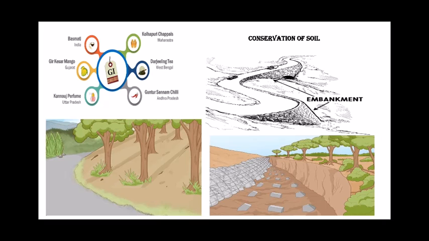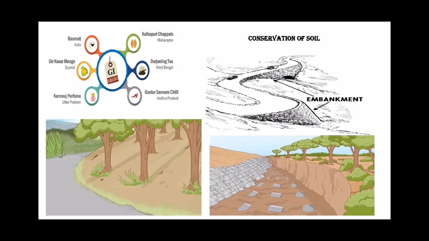For example, Hapus mango of Sindhudurga. That means the soil available in Sindhudurga is specially suitable for the Hapus mango. Custard apple from Bid district and oranges from Nagpur district. That is why these types of soils are given the geographic indication, that is called GI.